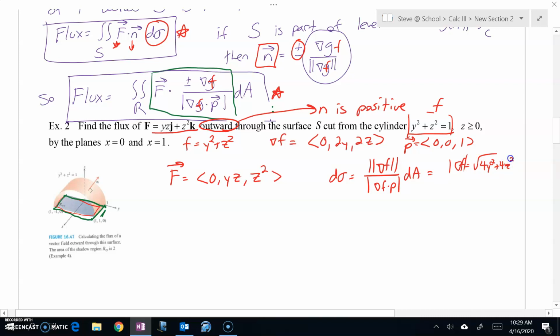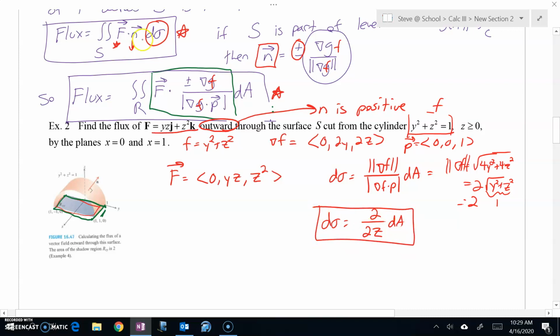Now, you can factor out a 4, which is a 2, and then it's the square root of y squared plus z squared. But again, you know that, based on the problem, on the surface this is 1. So basically this magnitude is equal to 2. So this top thing is equal to 2. The bottom thing is little f, 2z, dotted with p, so it's 2z. So we get d sigma is 2 over 2z dA. So I've got one piece of my 3 pieces here.